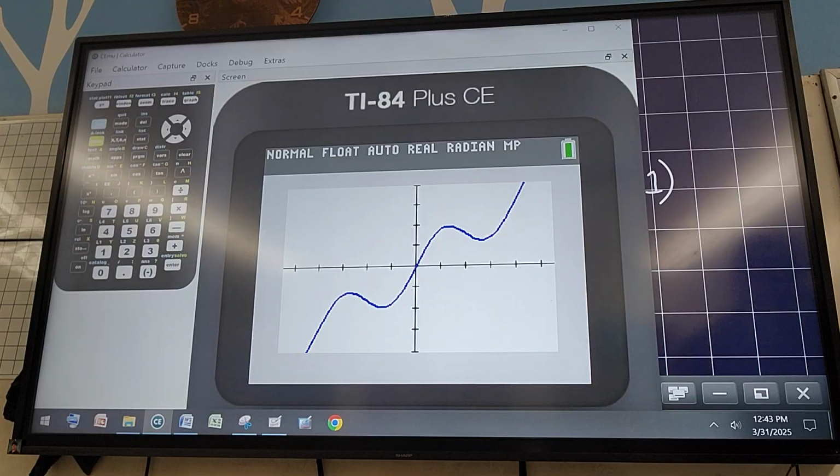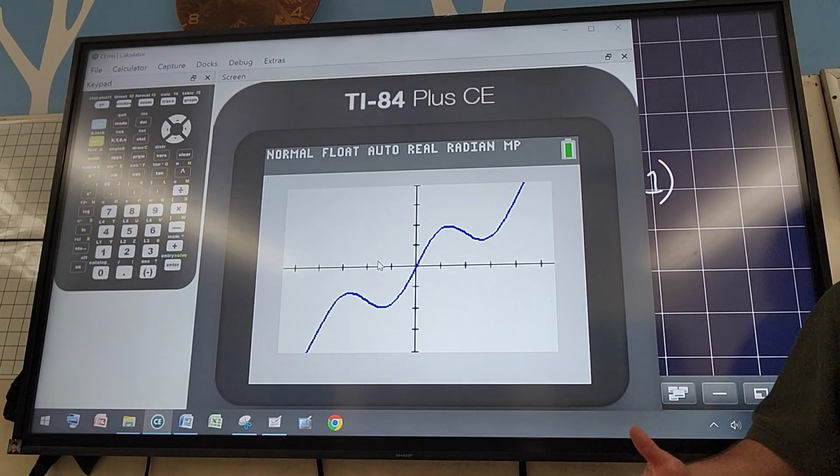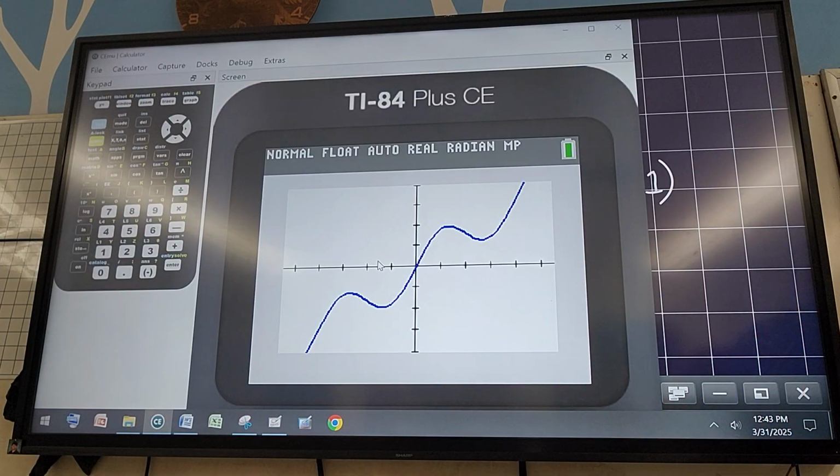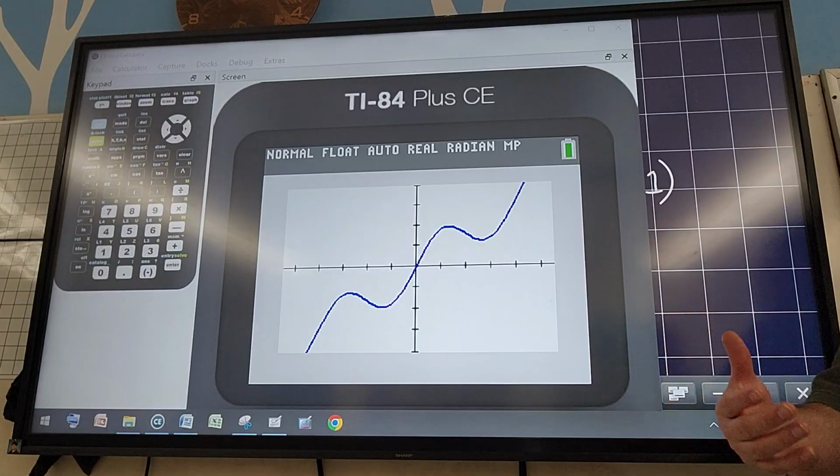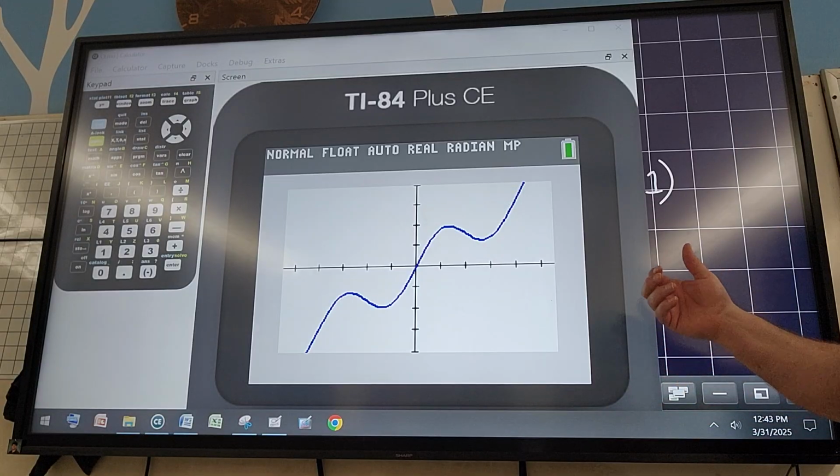What would be true when it's an increasing function, though? The slope will be positive. Right, so the derivative will be positive. So when the derivative is positive, it is increasing. When the derivative is negative, it's decreasing.